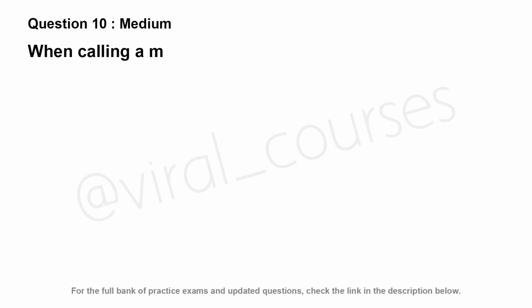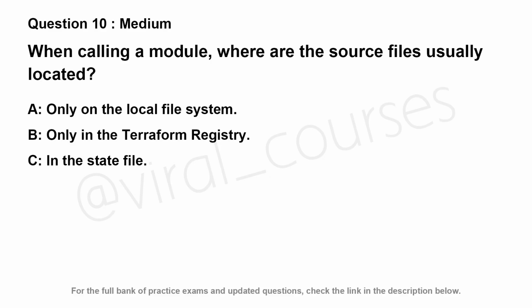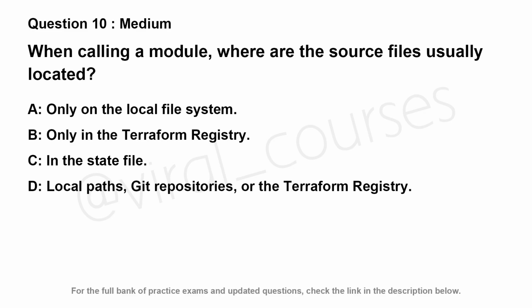When calling a module, where are the source files usually located? Option A. Only on the local file system. Option B. Only in the Terraform registry. Option C. In the state file. Option D. Local paths, Git repositories, or the Terraform registry.